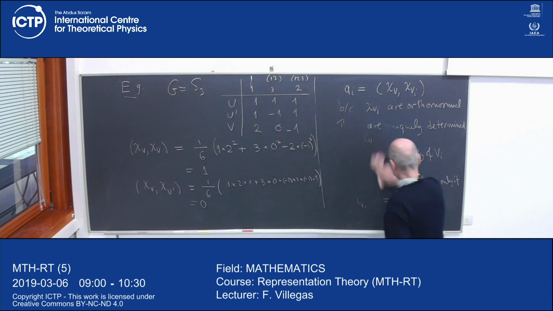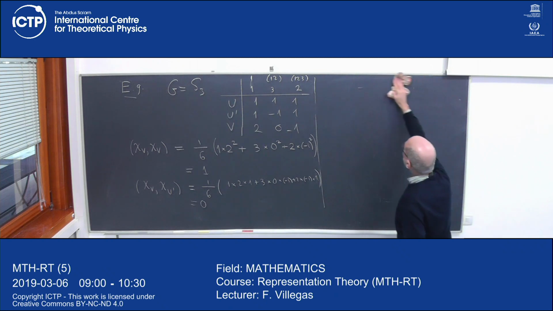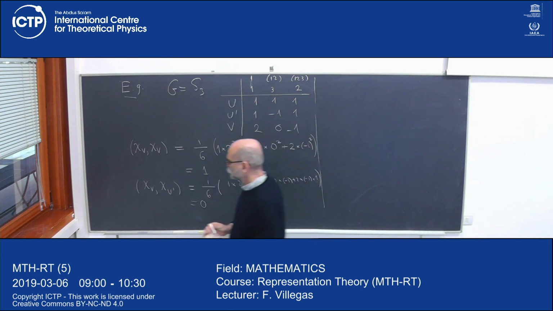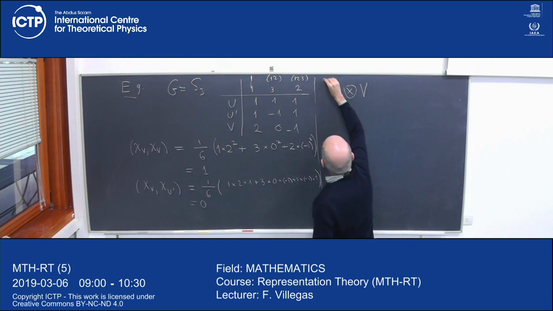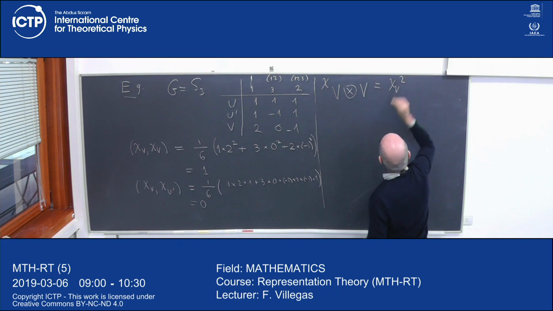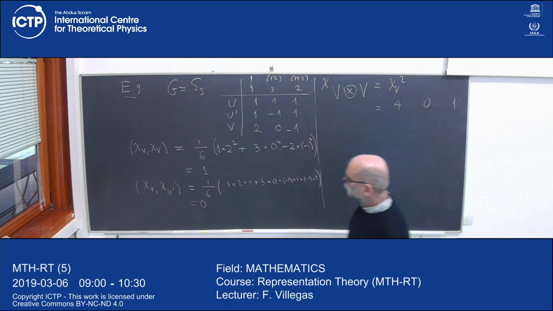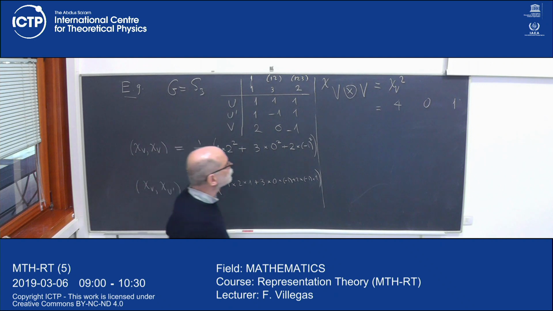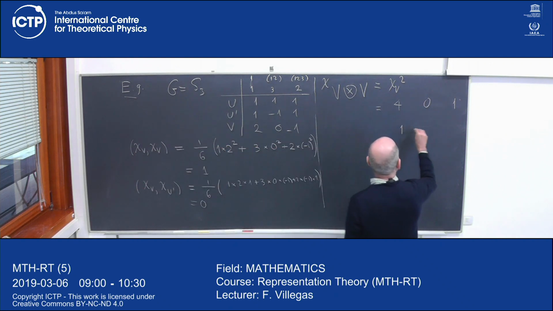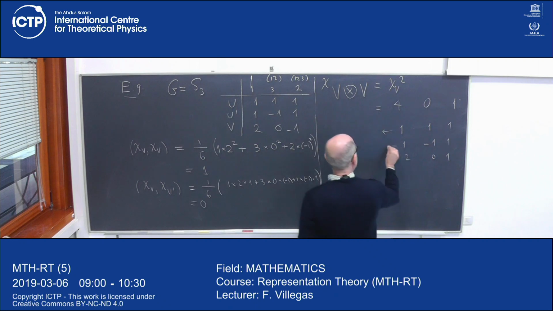And finally, let's go back to the calculation we did in, I think, two different ways, which is what is the decomposition of V tensor V. The character of this is the product of the V with V, so it's chi V squared. So this has values 4, 0, 1 in this order. And if you want to decompose this, we just take the inner product of this character with the three irreducibles. So let me put the values in here to organize the calculation. So see what the inner product is.